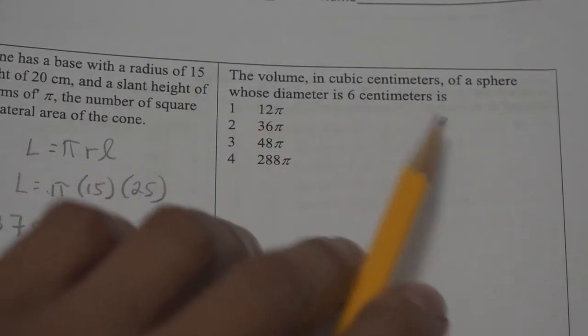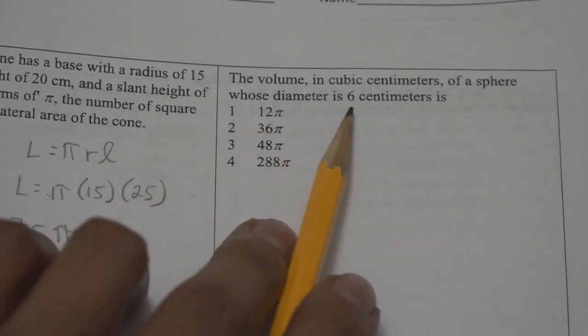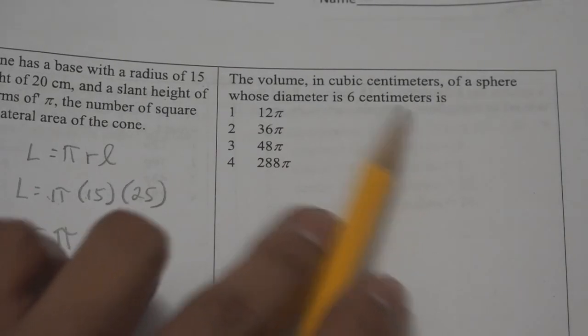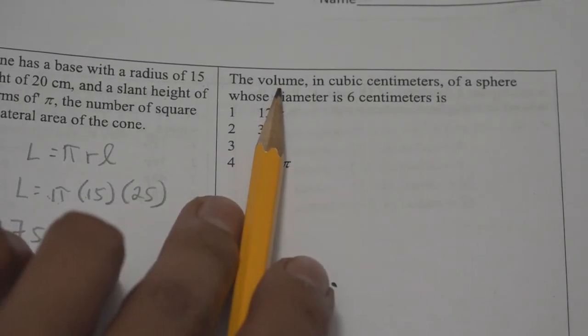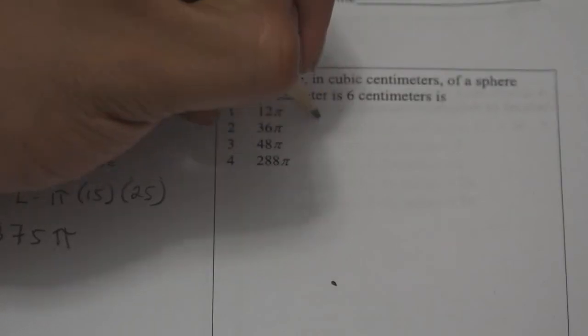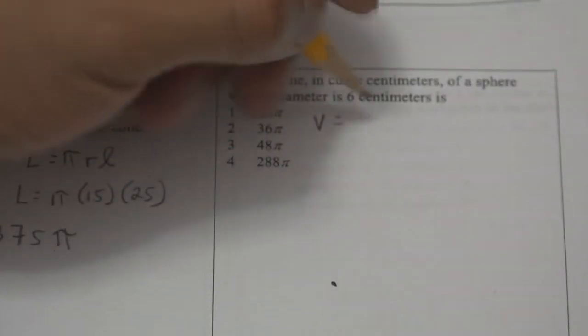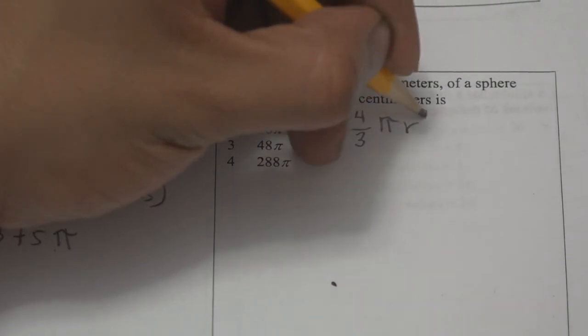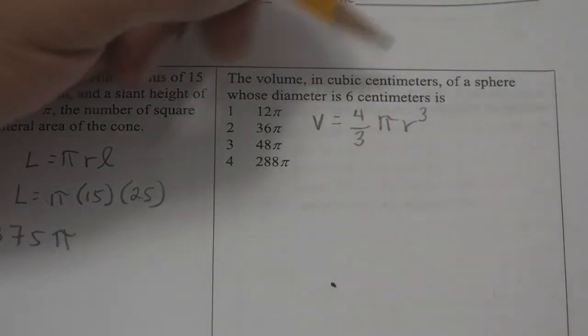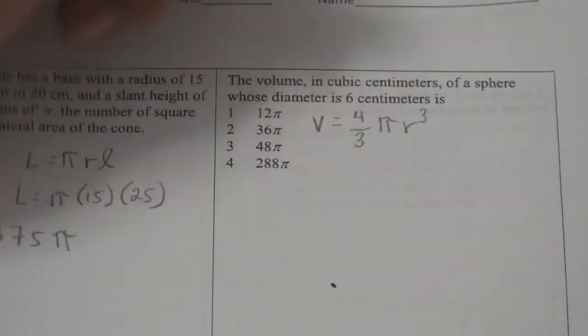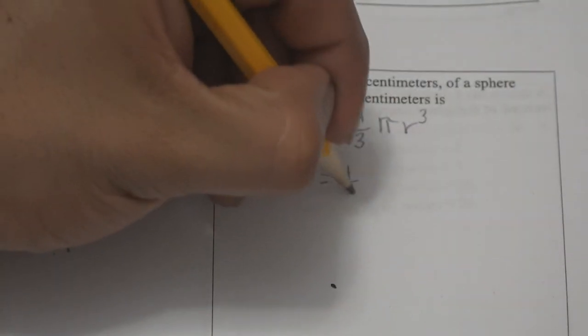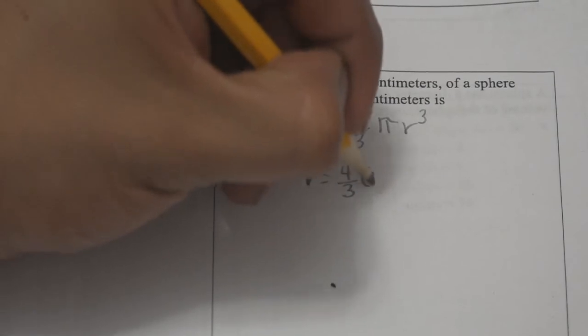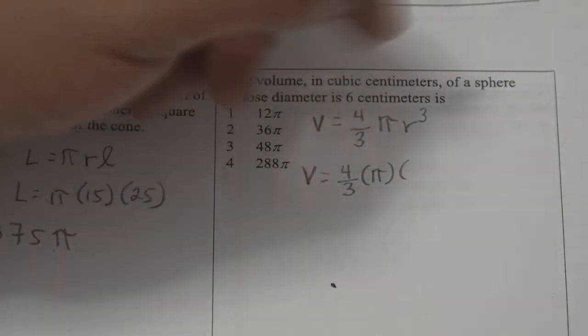The volume in cubic centimeters of a sphere whose diameter is 6 centimeters is. All right, they want the volume of a sphere. How do I find the volume of a sphere? Well, it's 4/3 pi r to the third. The diameter is 6, so the radius is 3, so that's it. That's all I have to do. Volume equals 4/3 times pi times r.